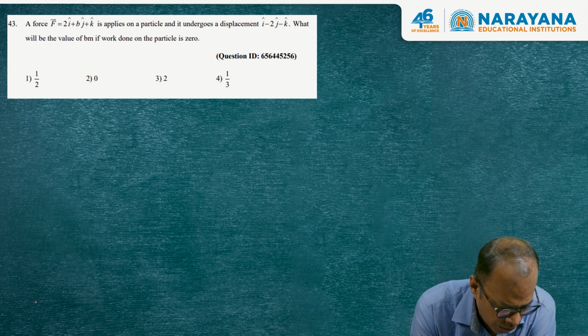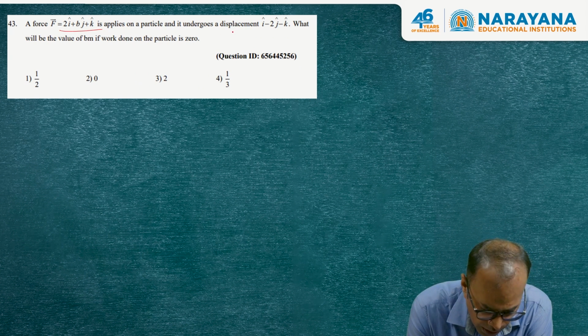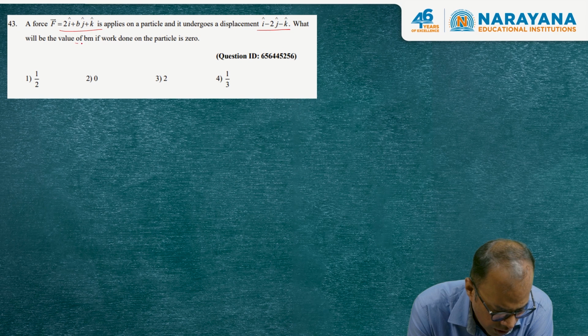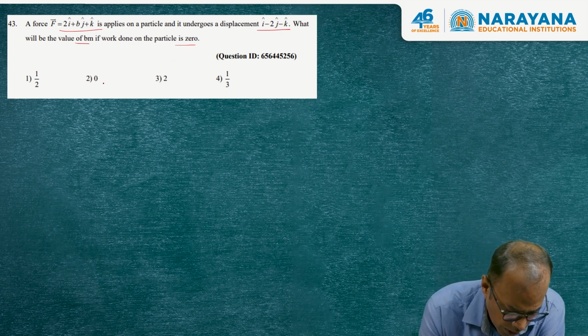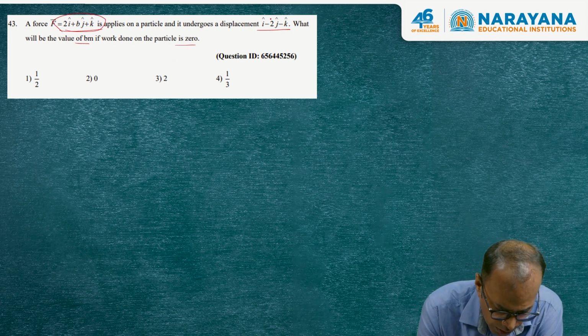Next one, we have a force. It is applied on a particle. It undergoes a displacement. What is the value of B? Bm is B meter, I guess it is saying. If work done is 0, then for work done to be 0, the dot product has to be 0. So let's take the dot product.